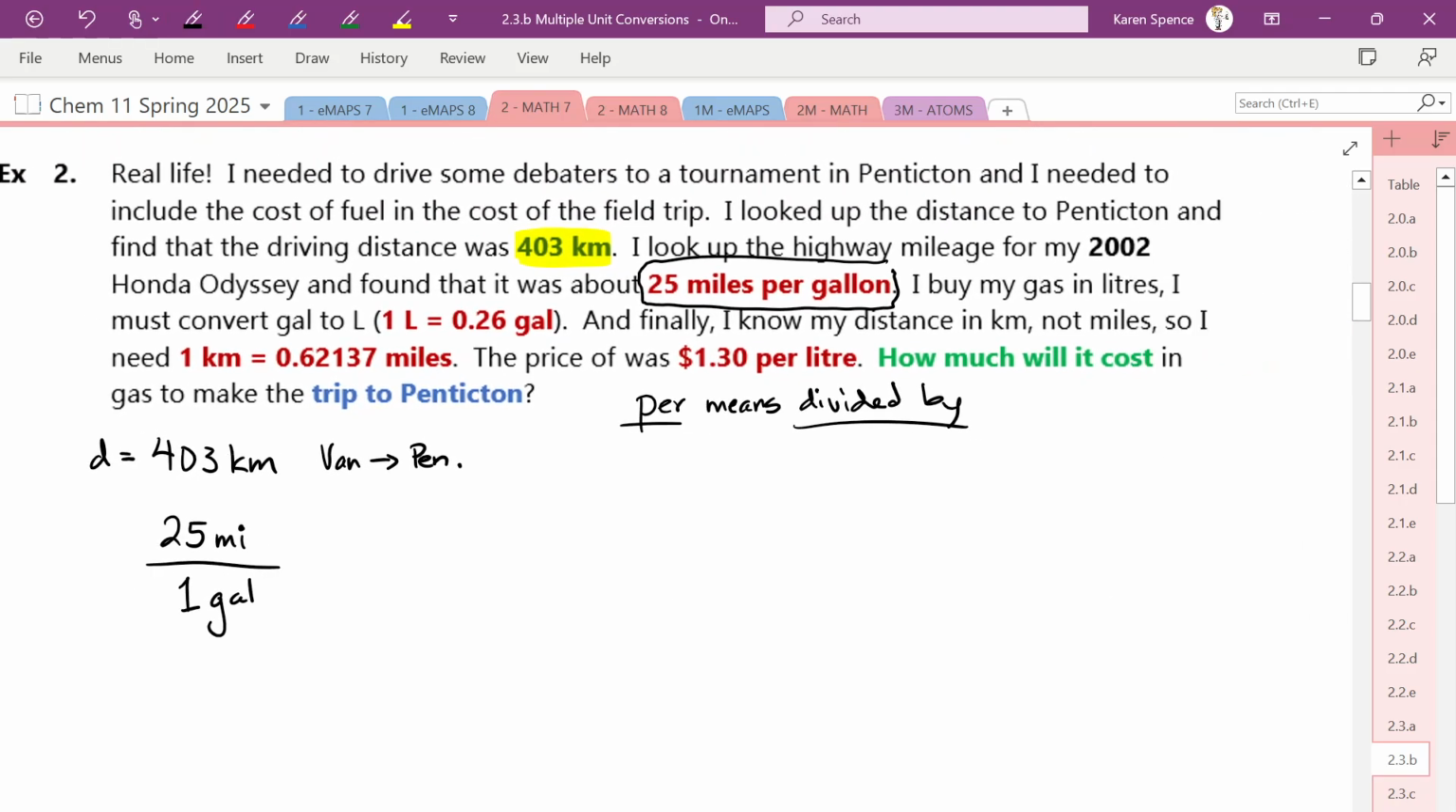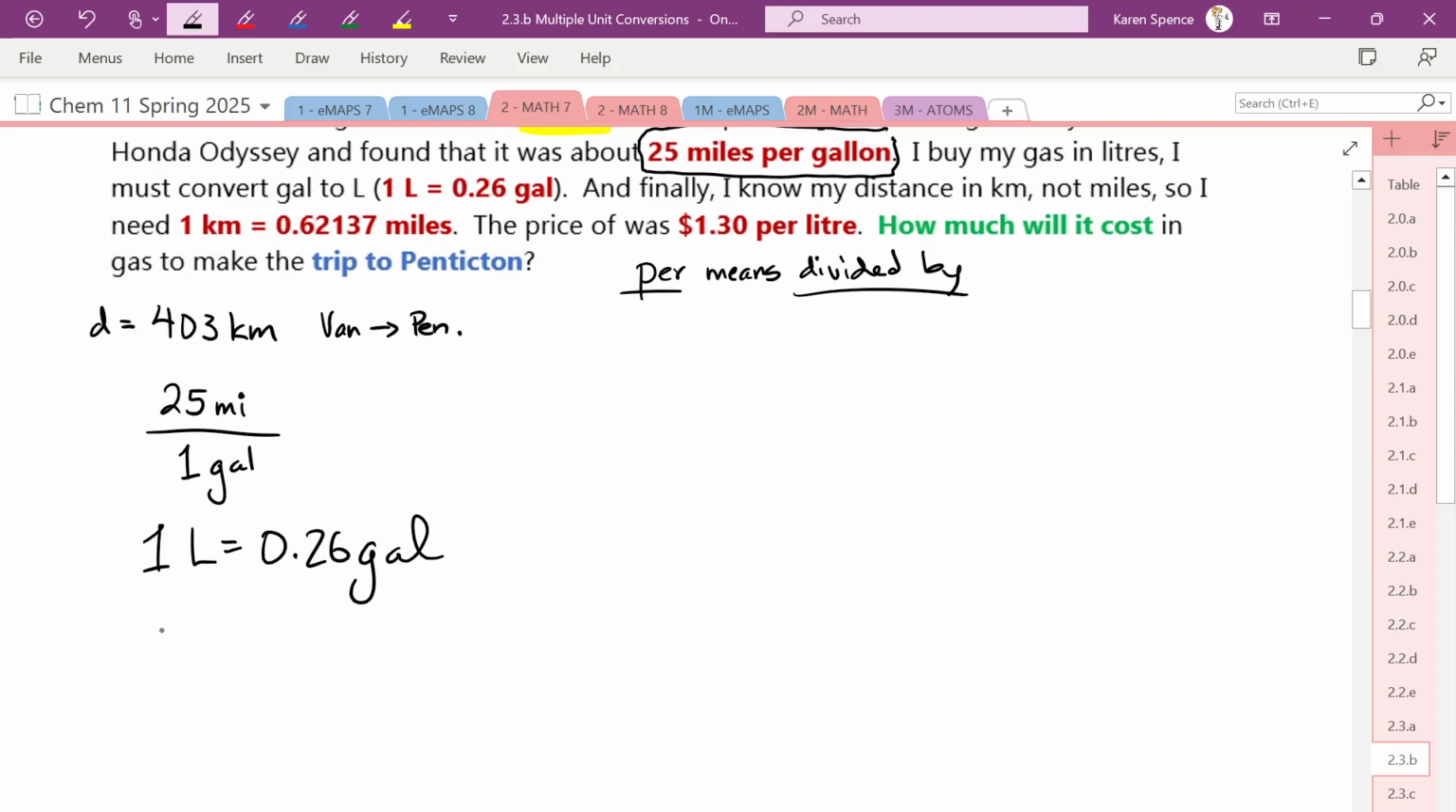I buy my gas in liters, so I have to convert gallons to liters, and we are told that 1 liter is equal to 0.26 gallons. And finally, I know my distance in kilometers, not miles, so I need the fact that 1 kilometer is 0.62137 miles. And the price of gas back in the day was $1.30 per liter.